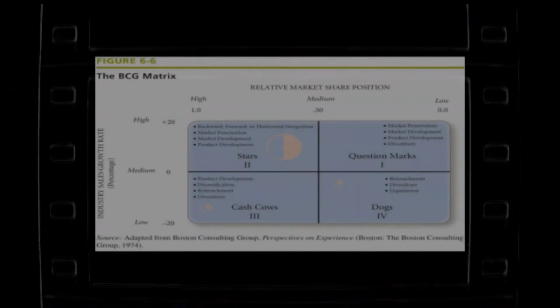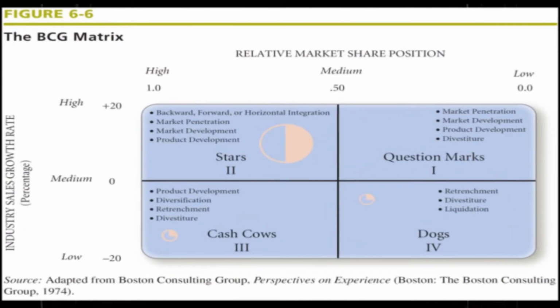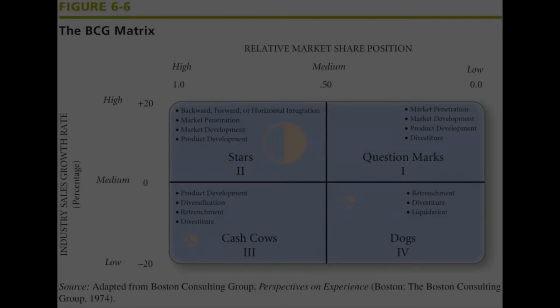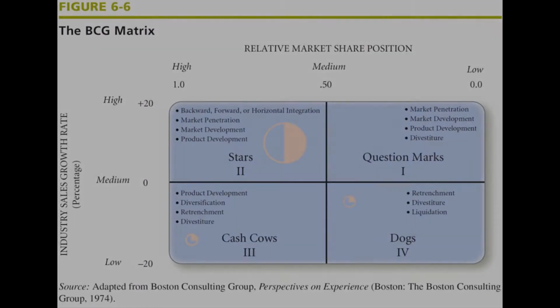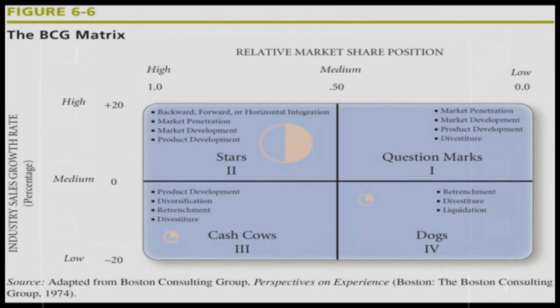Here's the diagram of a BCG matrix. The relative market share position is given on the x-axis. The y-axis represents the industry growth rate in sales, measured in percentage terms. Each circle represents a separate division. The size of the circle corresponds to the proportion of the corporate revenue generated by that business unit, and the pie slice indicates the proportion of corporate profit generated by that division. The diagram is divided into 4 quadrants. Each quadrant represents a division's current situation.